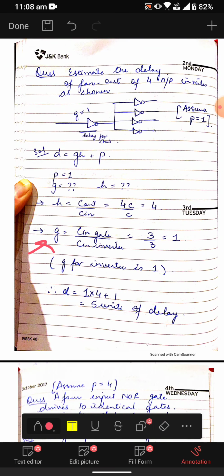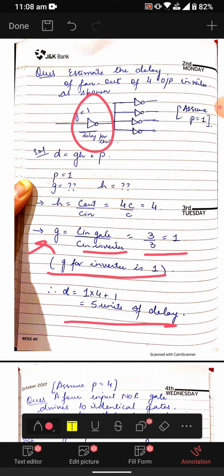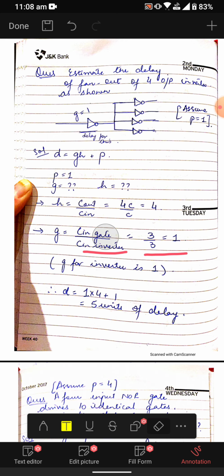Similarly, G is equivalent to C in of the gate by C in of the inverter. C in of the gate, of which one? Here, and C in of the inverter. Which gate is it at this time? It is an inverter. Its C in is equal to what? It is 3. So 3 by 3 is equal to 1. And you can simply say that G for an inverter is equal to 1, which we also calculated above. So delay is equal to, you simply apply the formula and you will get it equal to 5 units of delay. Fine.